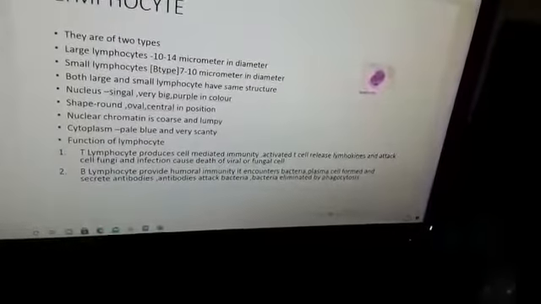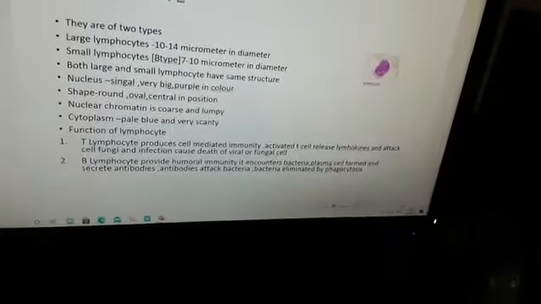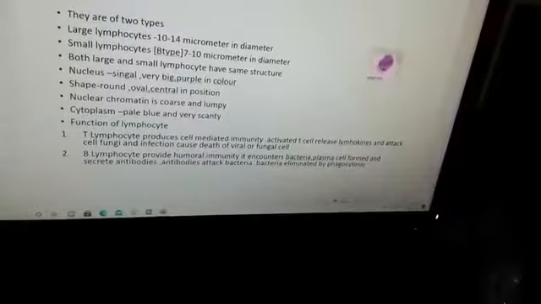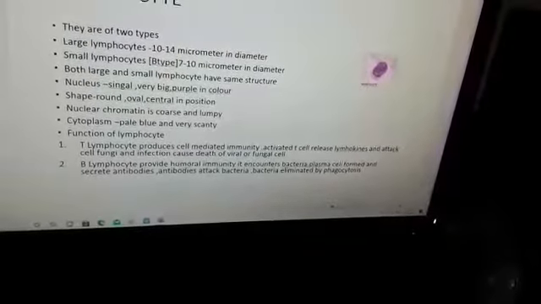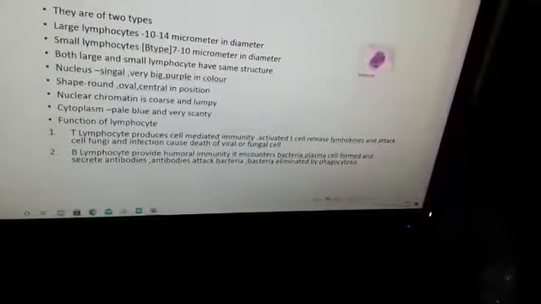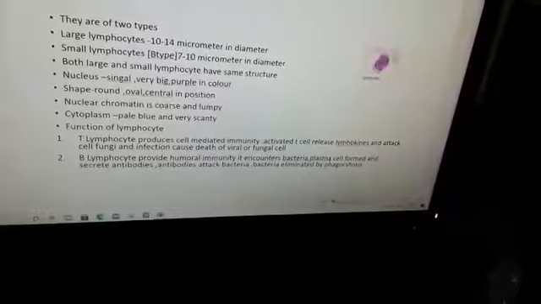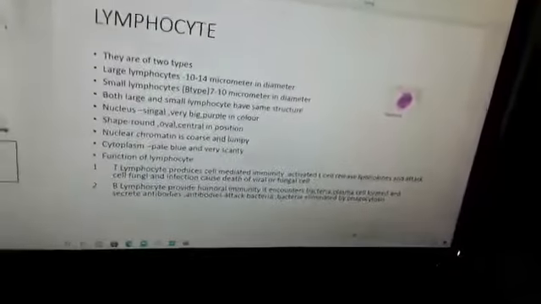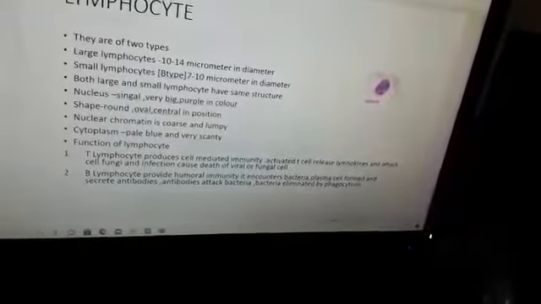There are two types of lymphocyte, and the functions of T lymphocyte and B lymphocyte are: T lymphocyte produces cell mediated immunity and attacks viral and fungal infection, and B lymphocyte provides humoral immunity. It eliminates bacteria by phagocytosis. These are the functions and structure of the lymphocyte.